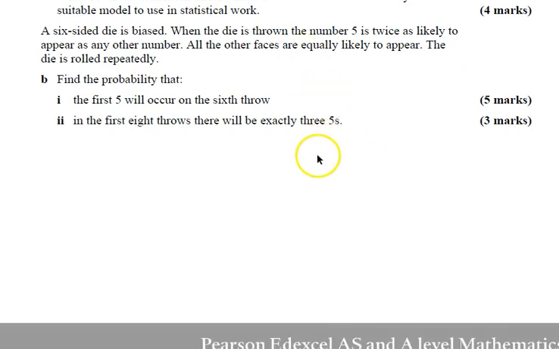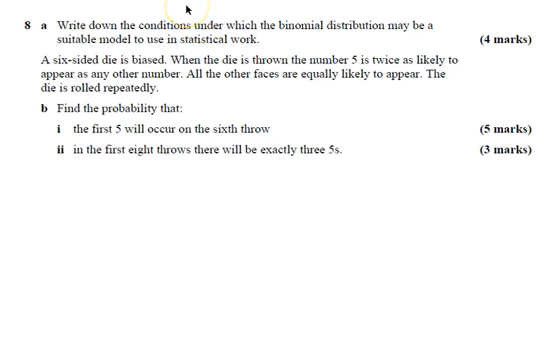Oh dear, just lost the top of the question. There it is. Okay, so let's look at part B and let's see what that's about. A 6-sided die is biased. Okay, so some of the outcomes are going to be more or less likely than the others. When the die is thrown, the number 5 is twice as likely to appear as any other number. All the other faces are equally likely to appear. Okay, and the die is rolled repeatedly. So we can definitely make this a binomial, which is pretty obvious because it's a binomial question, so it's going to be binomial in part B as well.